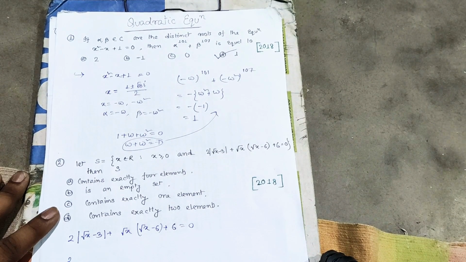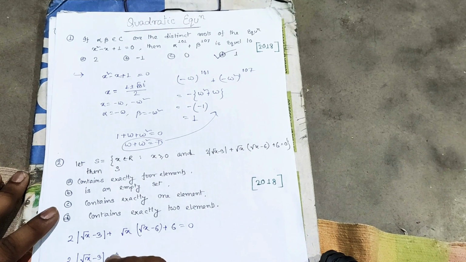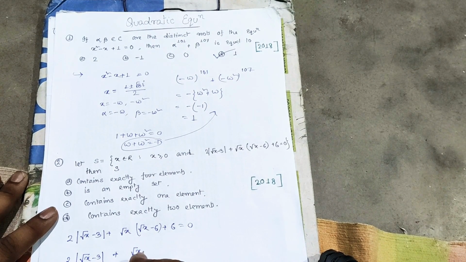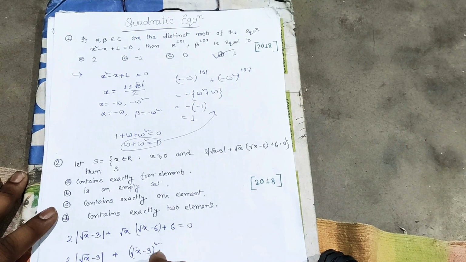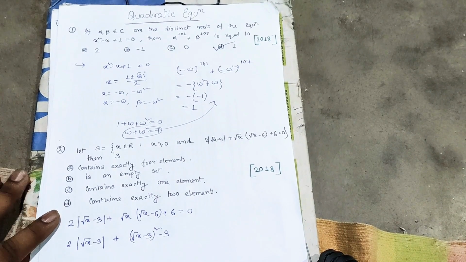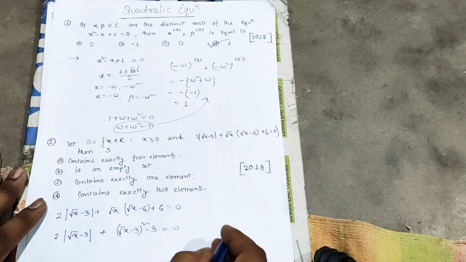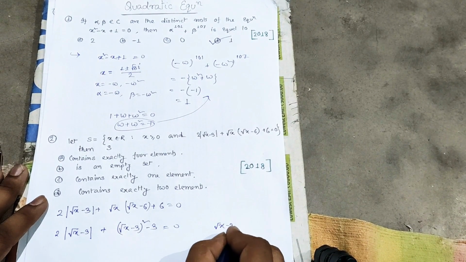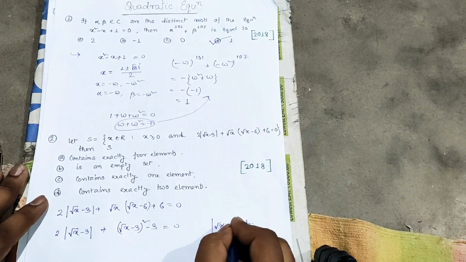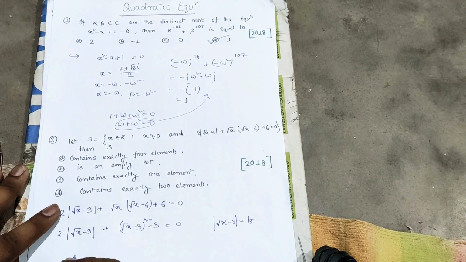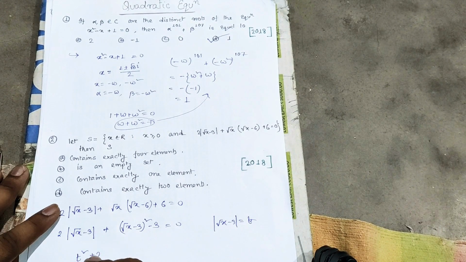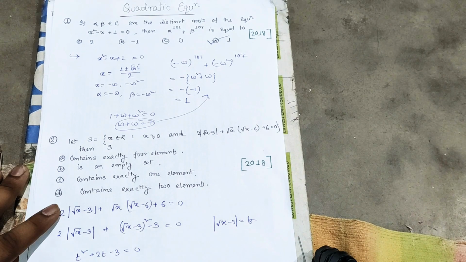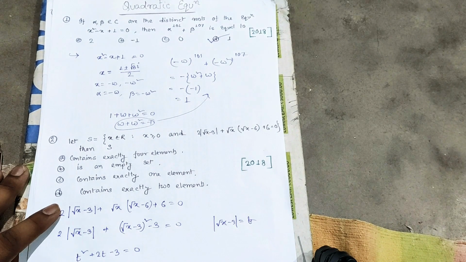If you solve it, you will get 2 modulus of under root x minus 3 plus under root x minus 3 whole square minus 3 equals to 0. So I assume modulus under root x minus 3 equals to t. So I will get t square plus 2t minus 3 equals to 0. So from here I get t equals to minus 3 and plus 1.